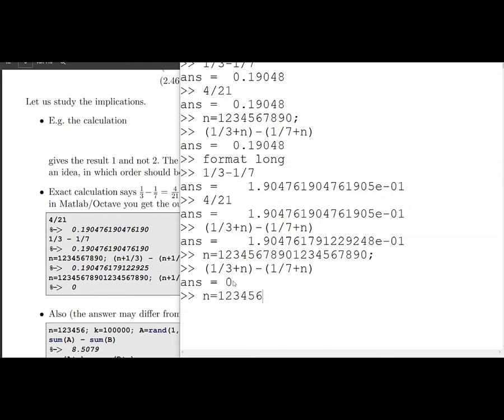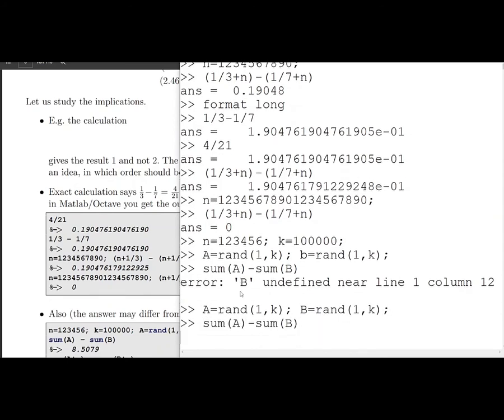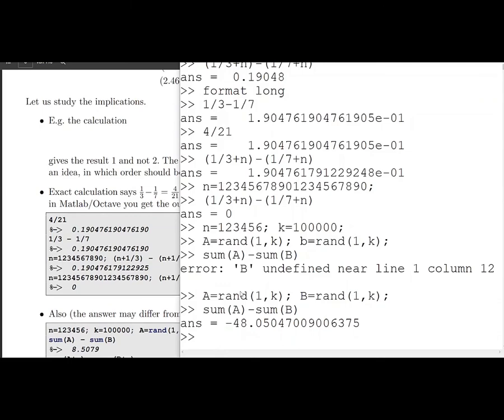Let's take a second example. Let's use again a large number, but not really so large, 100,000. A is an array of 100,000 numbers. B is also an array of 100,000 numbers, and we can sum the entries of A, and sum the entries of B, and then subtract these two numbers. In this case the result is minus 48.